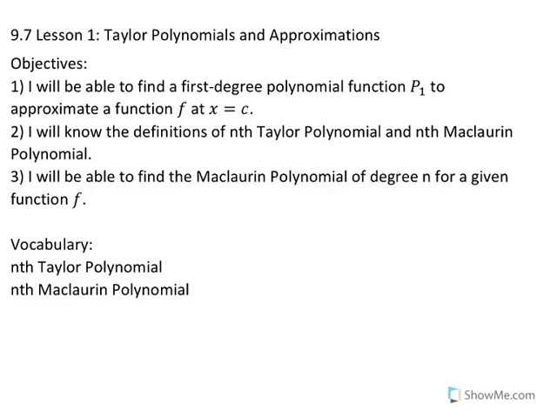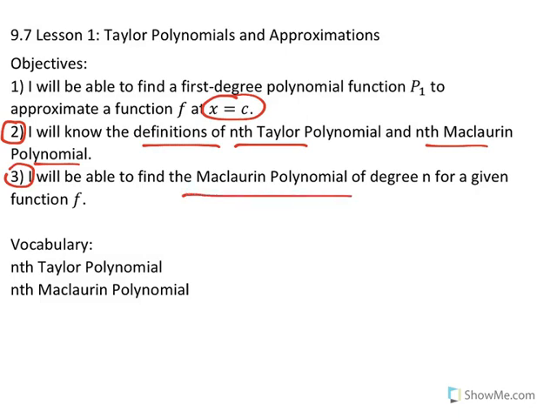Now that we understand the concept of a polynomial approximation for some function f at some center c, we'd like to extend our discussion and generalize from it. So that will lead us to the definitions of nth Taylor polynomial and nth Maclaurin polynomial. And once we have those definitions, we can use them to find Maclaurin polynomials of degree n or Taylor polynomials of degree n centered at x is equal to c for some function f. So again, our vocabulary is nth Taylor polynomial and nth Maclaurin polynomial.